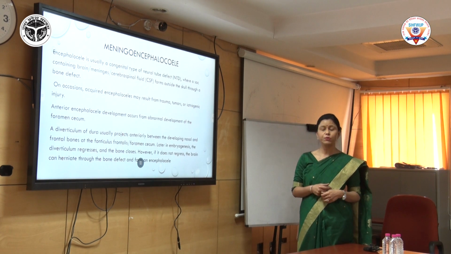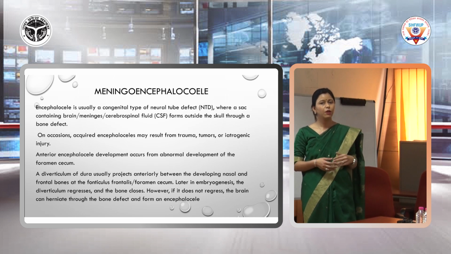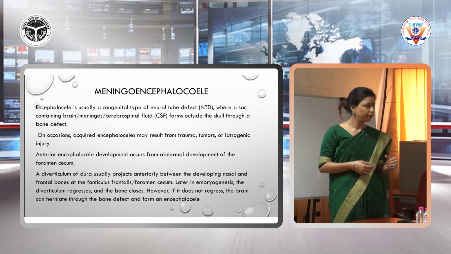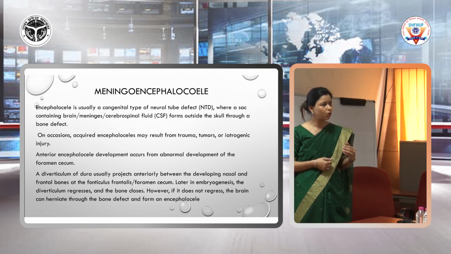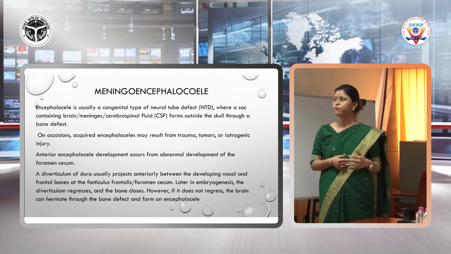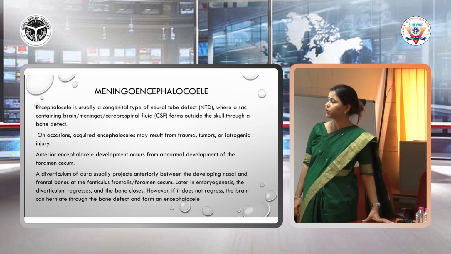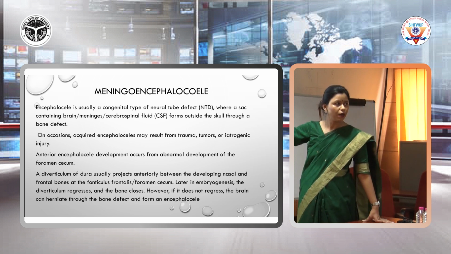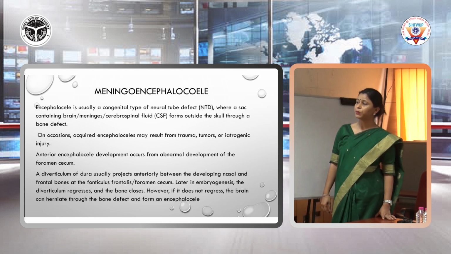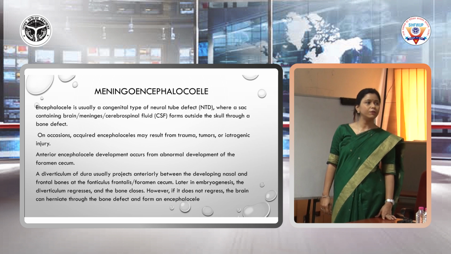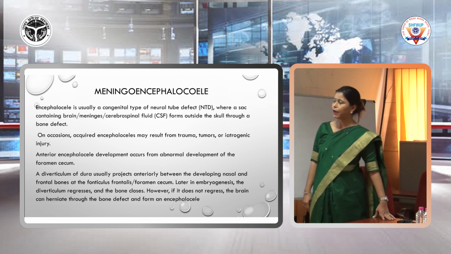And anterior encephalocele. Anterior encephalocele develops when there is loss of fusion between the frontal bone and the nasal bone. There is a persistent foramen cecum that does not close, so that leads to cases of anterior encephalocele, right? A diverticulum of dura usually projects anteriorly, so this is embryologically how this defect occurs. A diverticulum of dura usually projects anteriorly between the developing nasal and the frontal bones at the level of the fonticulus frontalis and foramen caecum.